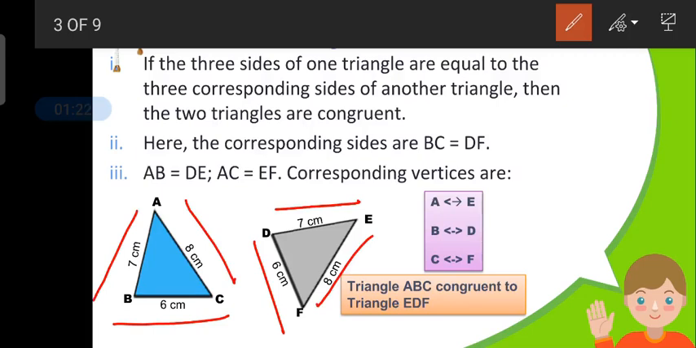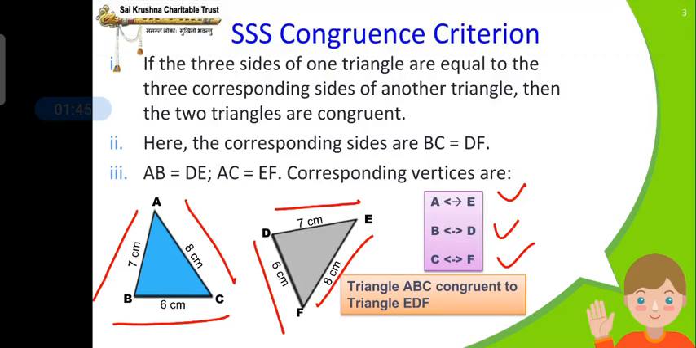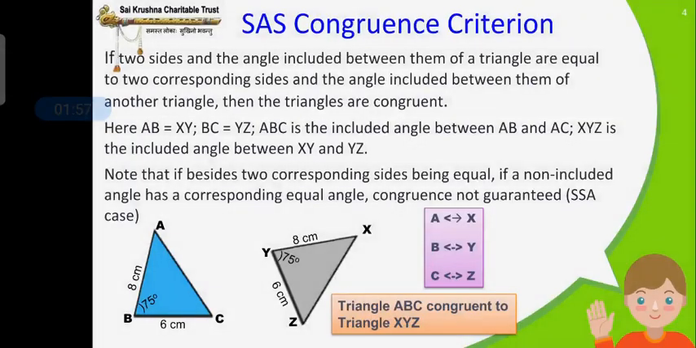So these are the corresponding sides. And what about the corresponding vertices? Vertex A is equal to vertex E, vertex B is equal to vertex D, and vertex C is equal to vertex F. Therefore, triangle ABC is congruent to triangle EDF. So this is what the SSS congruence criterion indicates, which means the 3 sides of one triangle must be equal to the 3 corresponding sides of another triangle.